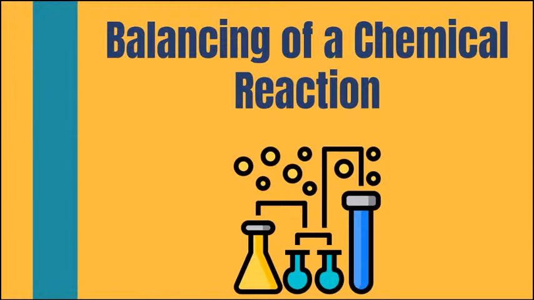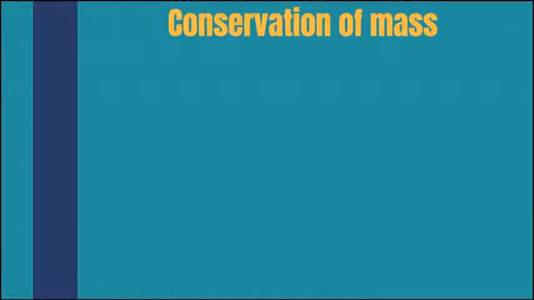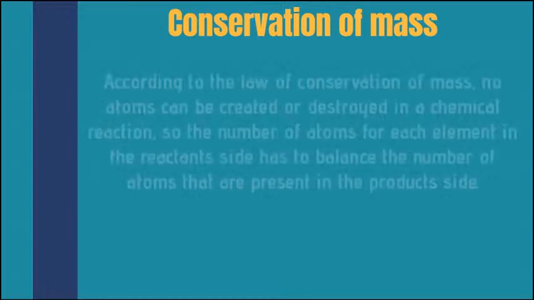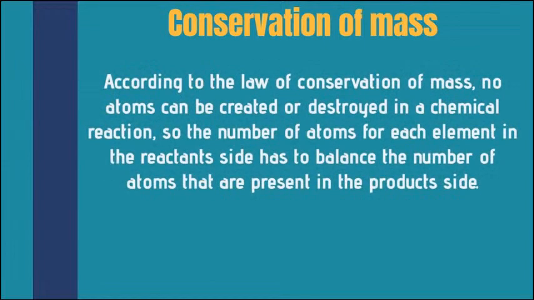Alright, so now we have come to the most interesting and the difficult part too, that is the balancing of a chemical reaction. To know how we balance chemical reactions, first we need to know some more important things. We should know about the conservation of mass in the first point. According to the law of conservation of mass, no atoms can be created or destroyed in a chemical reaction. So the number of atoms for each element on the reactant side has to balance the number of atoms present on the product side.